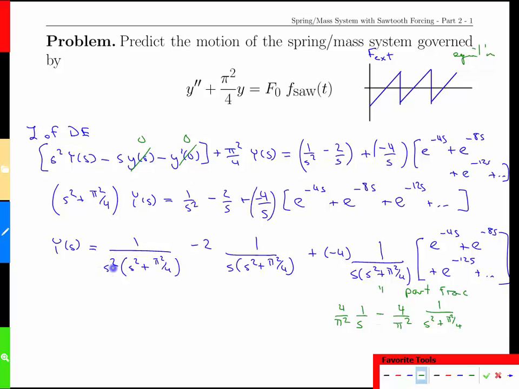And it turns out that having an s squared here doesn't make a whole lot of difference. We just get 4 over pi squared times the 1 over s squared term minus 4 over pi squared times the 1 over s squared plus pi over 4 squared.